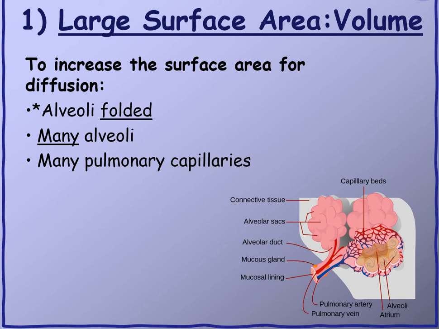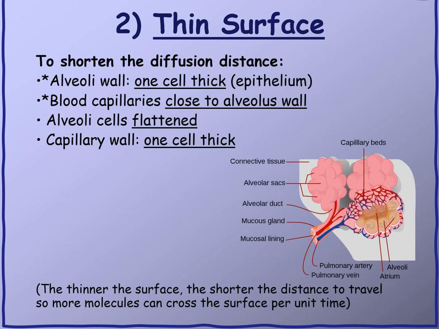There are many alveoli, and they are each wrapped with many pulmonary capillaries. They also have a thin surface to shorten the diffusion distance. The alveoli wall is only 1 cell thick. Blood capillaries are close to the alveolus wall, which means it has a short diffusion pathway. The alveoli cells are also flattened, and the capillary walls are only 1 cell thick. Remember that the thinner the surface, the shorter the diffusion distance, so more molecules can cross the surface per unit time.